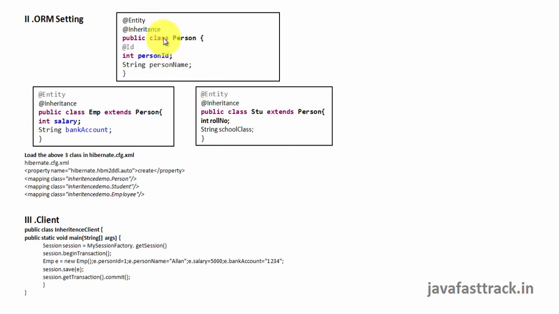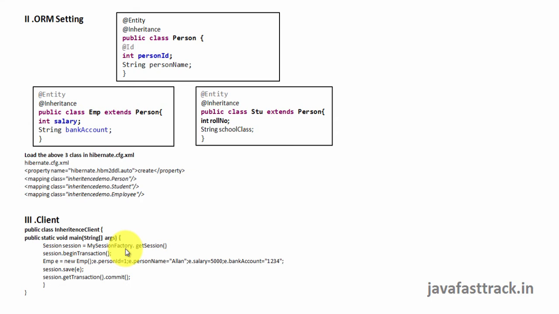ORM code: the person class with annotation, the employee class with annotation, student class with annotation. Have all these files ready, copy paste and make it running. Put these three programs, load the three classes into the Hibernate configuration file. These three classes are within a package, inheritance demo package, I assume. So write these programs, have the configuration file proper, and then these client programs as usual.